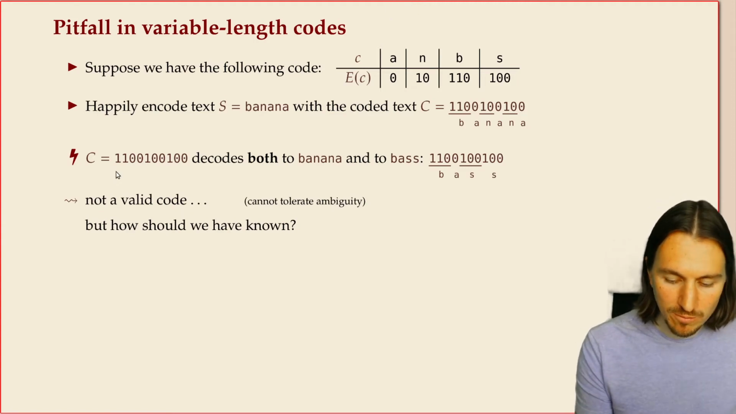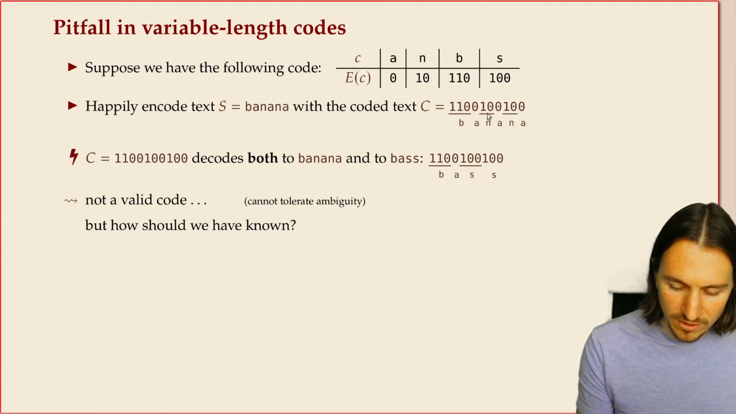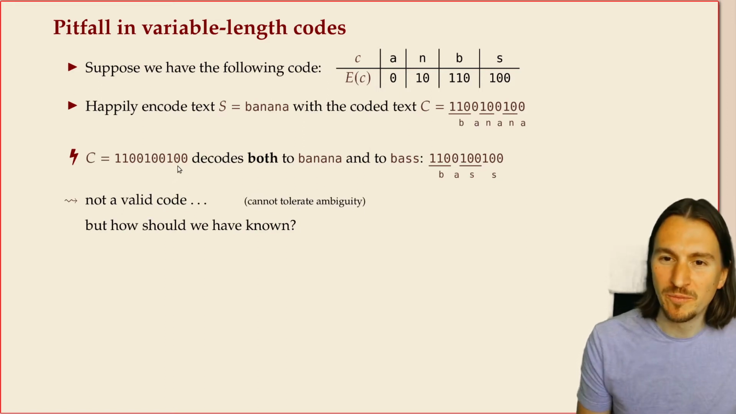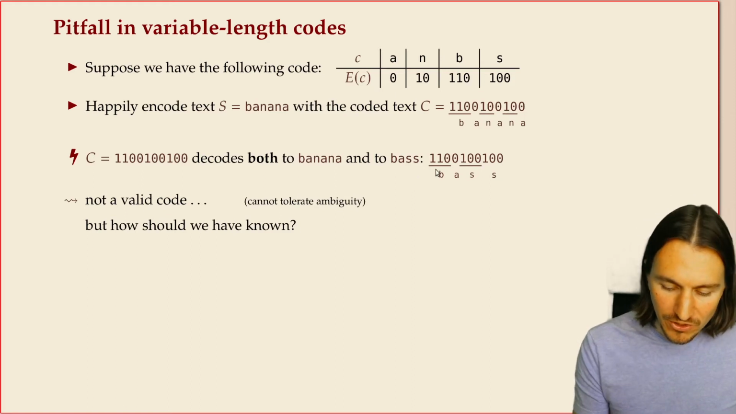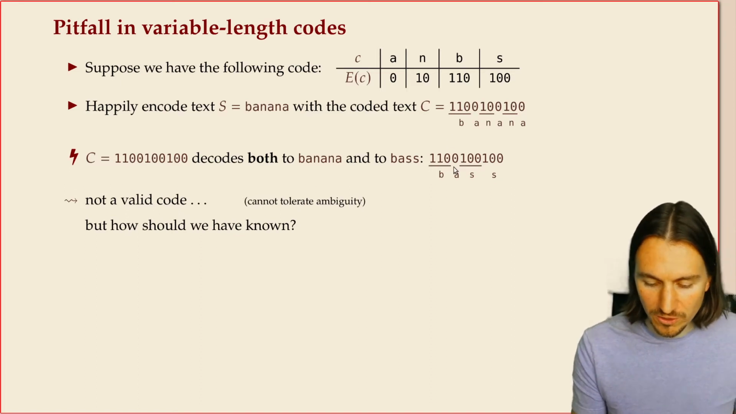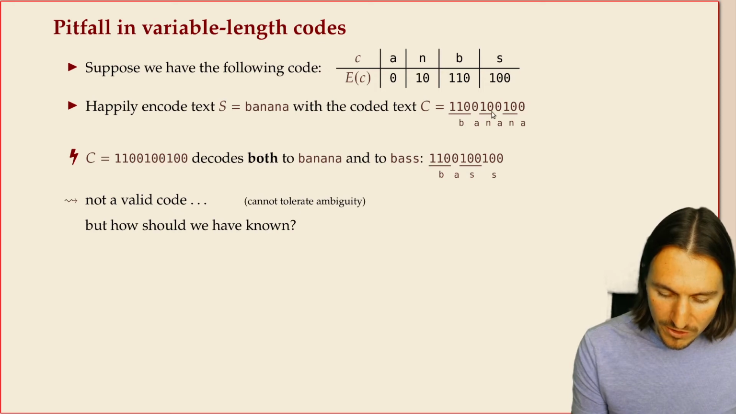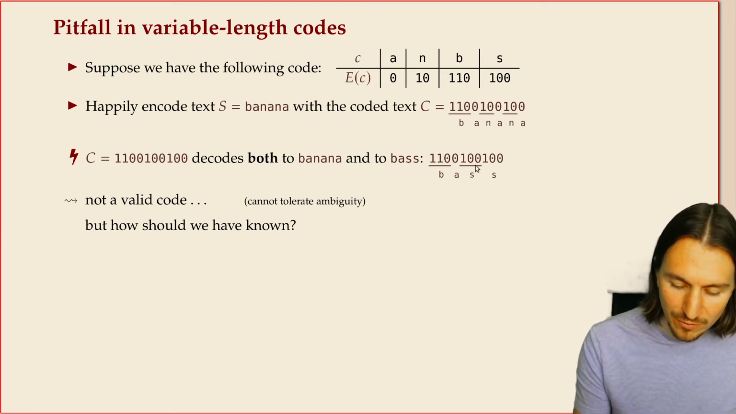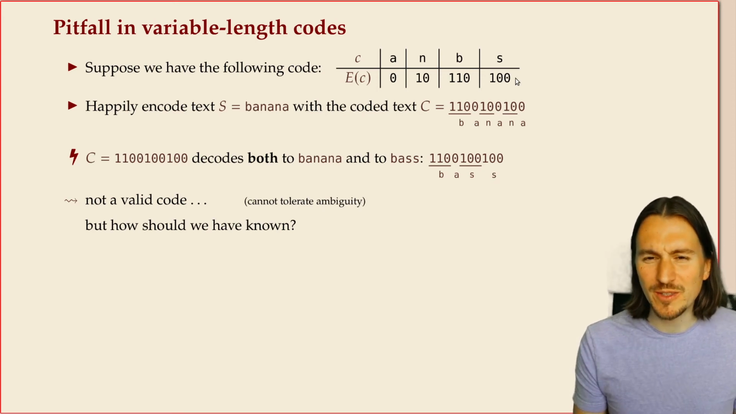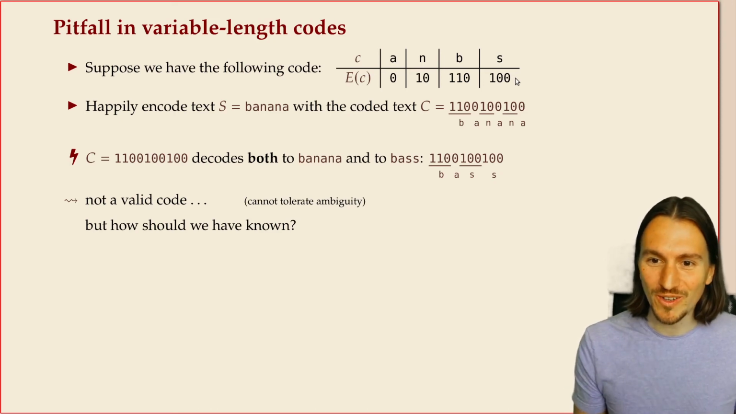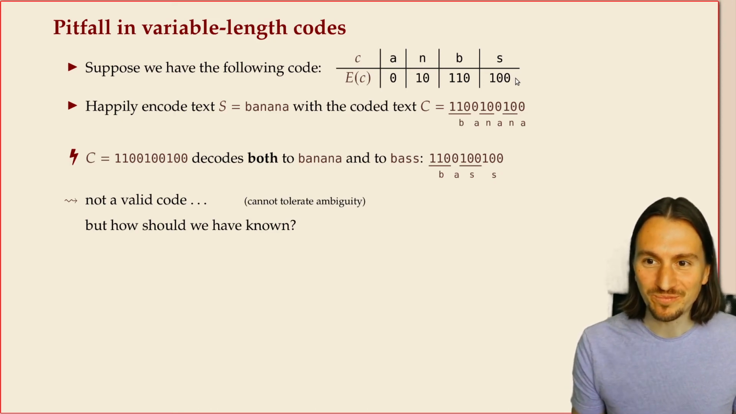The problem is the same coded text, so 11001, it's the same text copied down, also represents another source text. Because you can happily decode as follows. You start with a B, that's so far so good. Then comes an A, that's also good, but then you could read the 100 as an S instead of NA. And that's valid in this code, but it is a problem because we really want to have a lossless compression, so we cannot tolerate this ambiguity here.